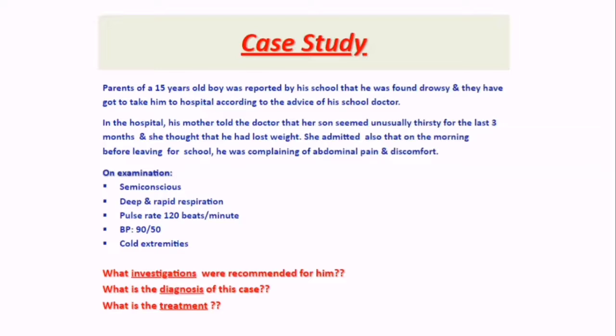So on examination, the patient was semi-conscious, and there was deep and rapid respiration, which is called Kussmaul breathing. The pulse rate was tachycardia, more than 120 beats per minute, and BP was low, that is hypotension, 90/50, and the limbs were very cold, cold extremities. So what investigations were recommended for him, what is the diagnosis of this case, and what is the treatment?